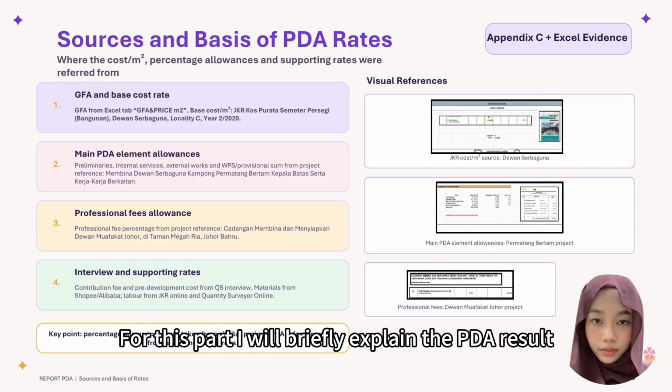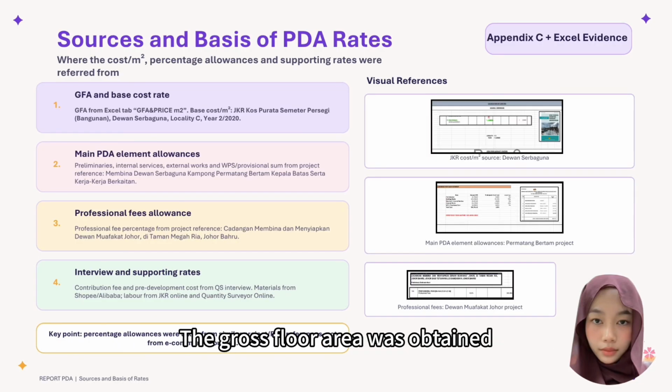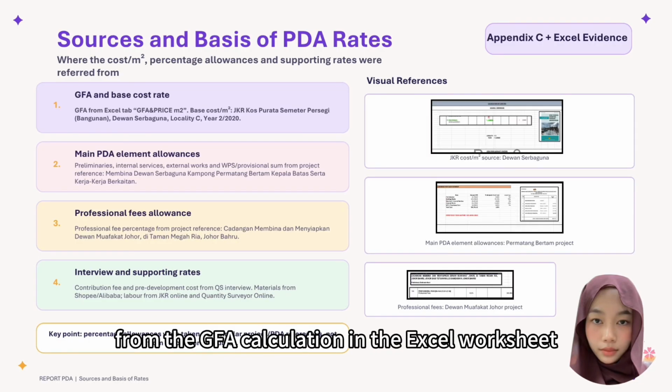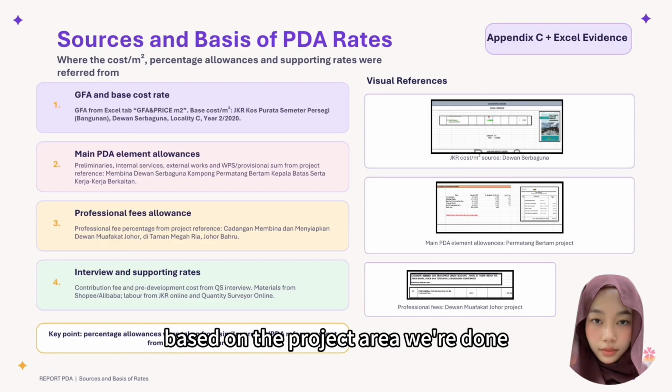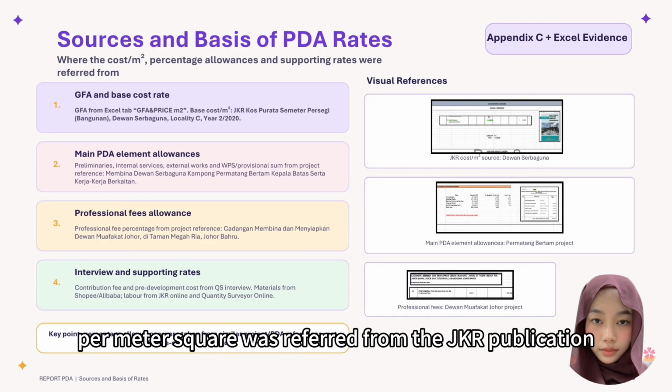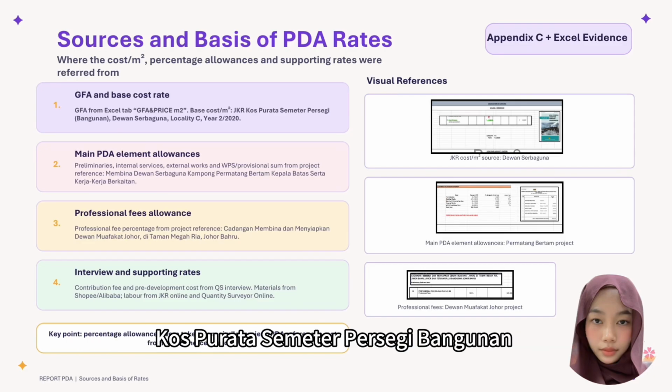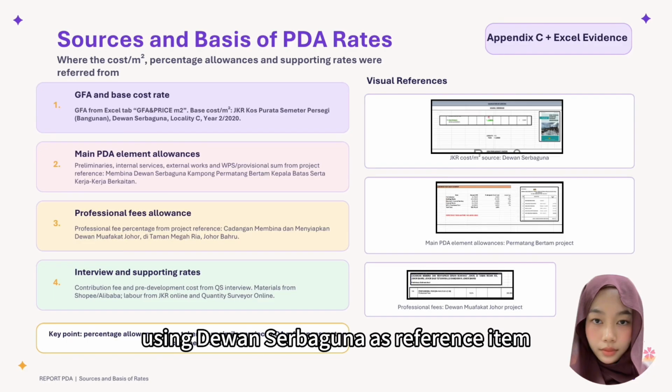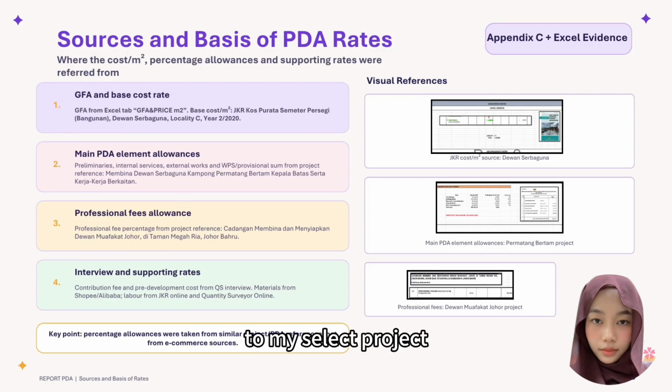For this part, I will briefly explain the PDA result. The gross floor area was obtained from the GFA calculation in the Excel worksheet based on the project area breakdown. The cost rate per meter square was referred from the GKR publication, Cost per Meter Persegi Bangunan, using Dewan Serbaguna as the reference item because it is similar to my selected project.